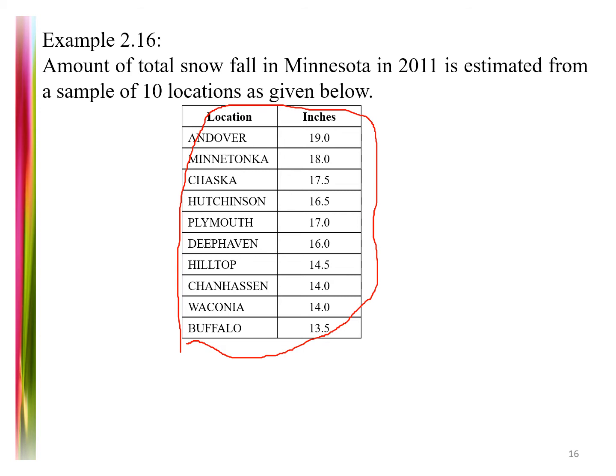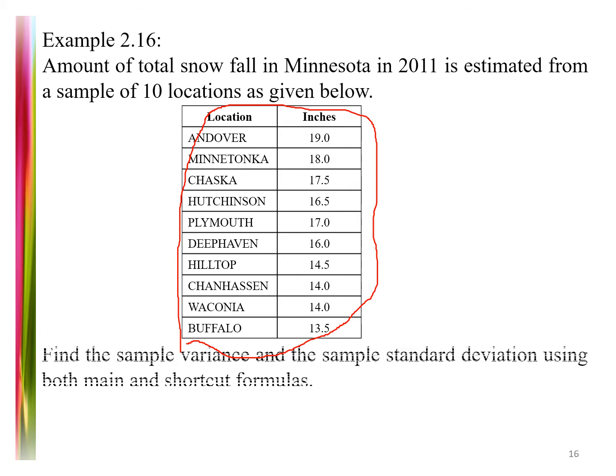Suppose in this case we have two different equations, and I'm going to discuss each situation. First we will apply the first formula, and then later we will apply the second formula, and definitely we will get the same answers in each situation. The question: find the sample variance and sample standard deviation using both the main and shortcut formulas. The main formula means our initial formula, and the shortcut formula is the second formula.